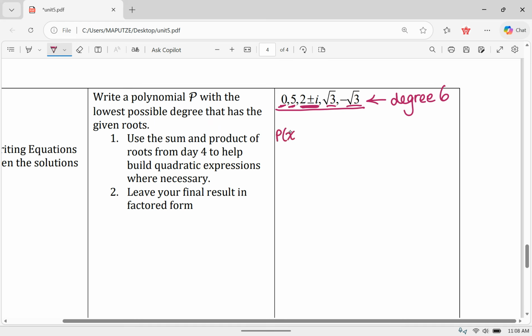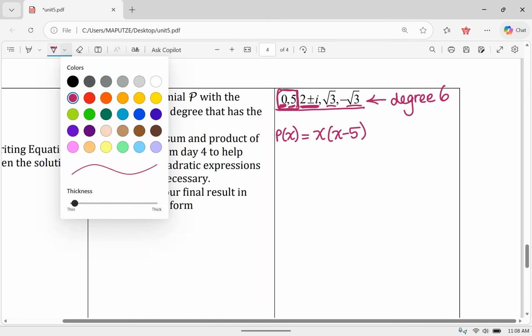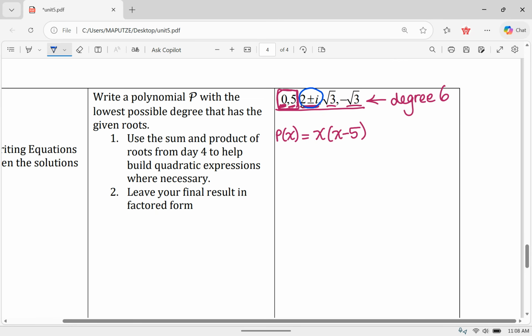So let's call it P of x, and let's do the easy ones first. We're working backwards. So if I got an answer of 5, that would have come from a factor of x minus 5. The 0 would have come from just plain old x. Now these other sets here, these 2 answers came from a quadratic, and these 2 answers came from a quadratic. So we're going to try to write the equation of those 2 quadratics.